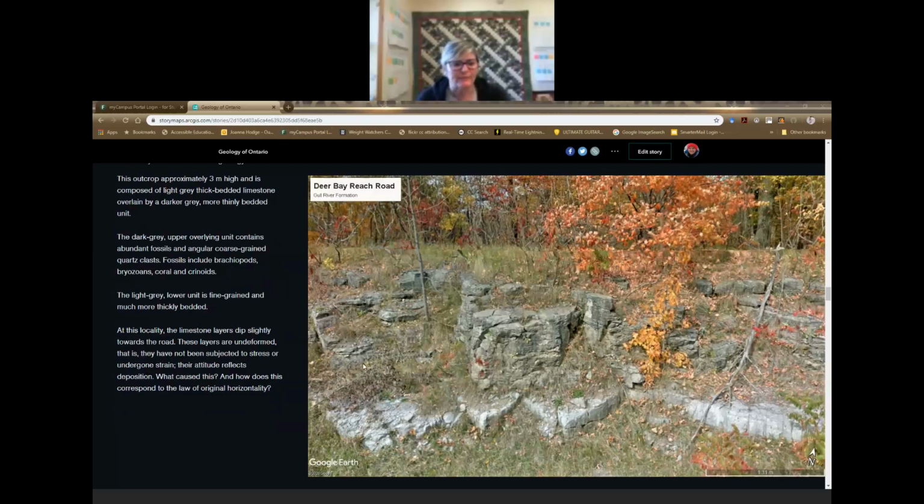But one of the neat things about this particular location is that the limestone layers dip towards the road slightly. It's a little bit difficult to see in this image, but if you're following along with the Google Earth file, you can actually move that around and take a look and see how the layers are dipping. Now, there is no deformation that has taken place here. So they've not been subjected to stress and they have not undergone strain. Their attitude reflects their original deposition.